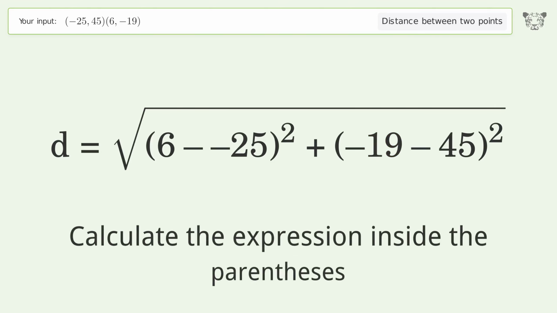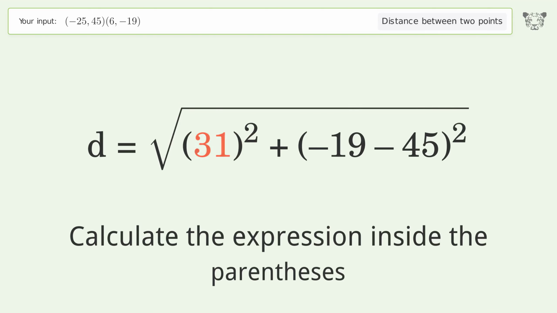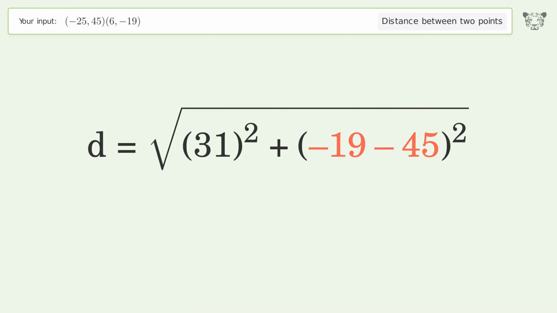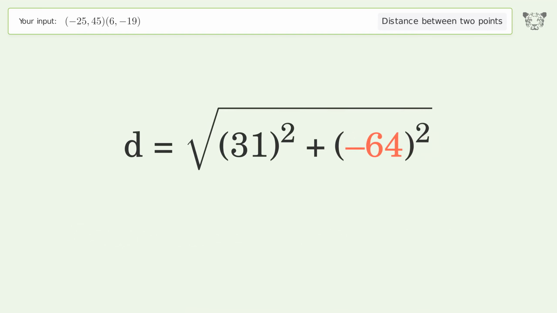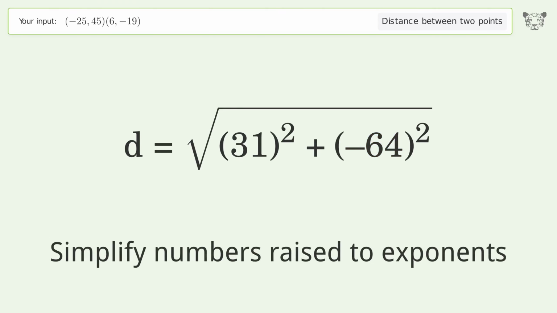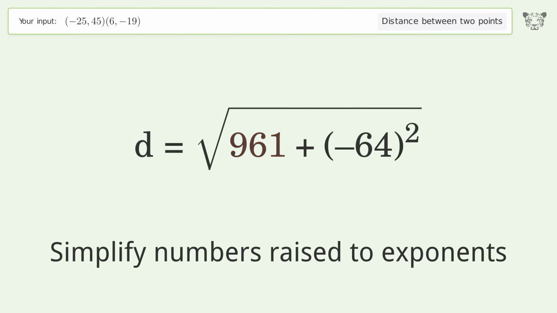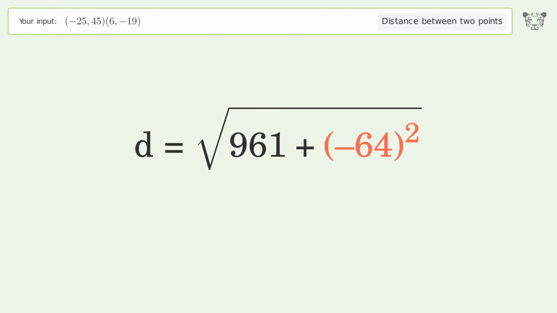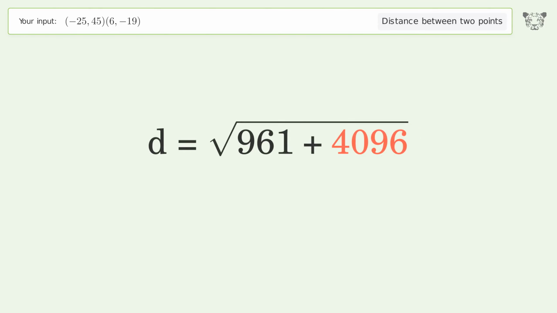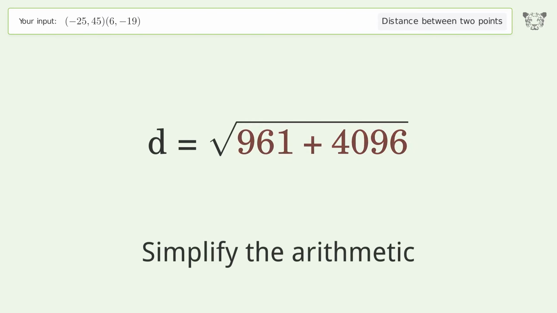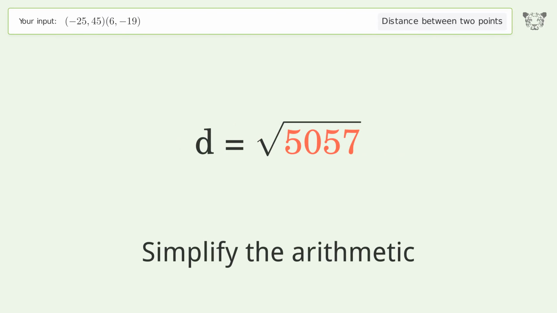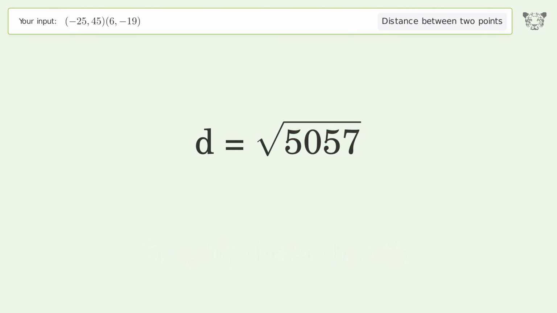Calculate the expression inside the parentheses. Simplify numbers raised to exponents. Simplify the arithmetic. And so the distance between the 2 points is the square root of 5057 or 71.113.